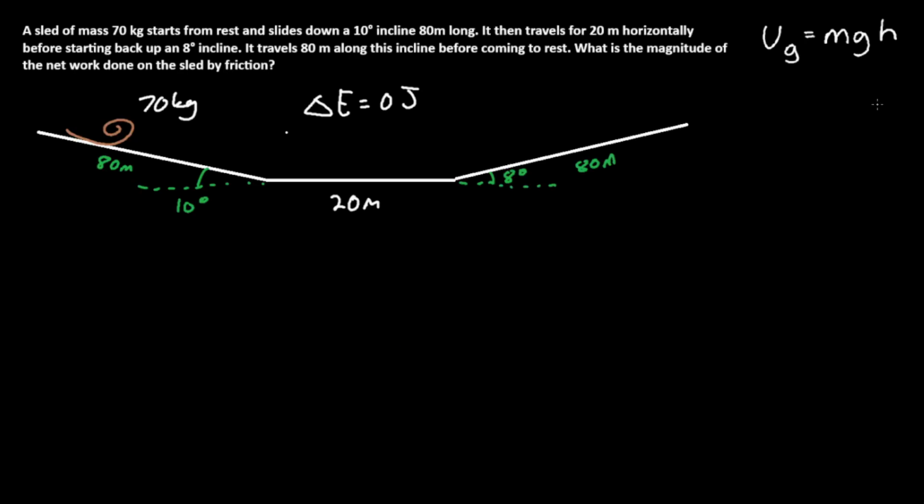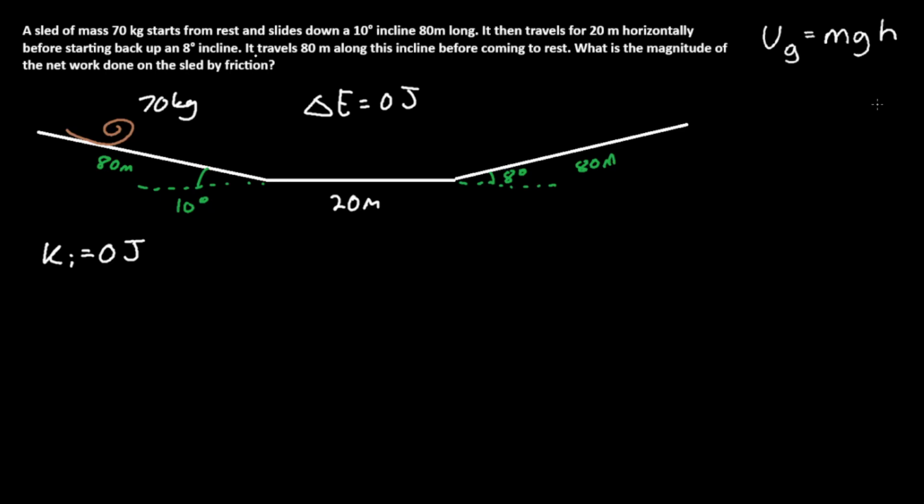So for this problem, I already drew it out for you guys. We have a sled at 70 kilos, starting at the left, starting at rest. So initial kinetic energy is 0 joules. That's important to note down. And it slides on a 10-degree incline. So I drew that out here. That's 80 meters long. Then it travels for 20 meters horizontally, before coming back up at an 8-degree incline.